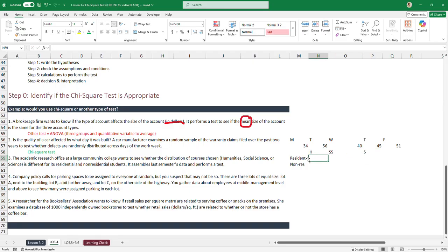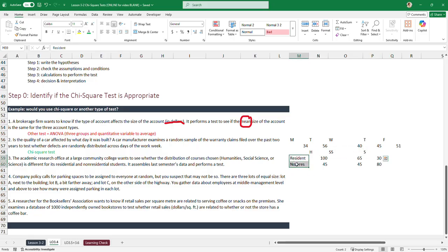sciences. And if they just want to see how many students take each course, like maybe 100 residents take humanities, 45 non-residents. Maybe for social sciences, it's like 65, 45. Maybe for sciences, it's like 30 to 80. The important thing here is the types of courses, humanities, social sciences, and sciences, and if the student is a resident or not, are both categorical variables.